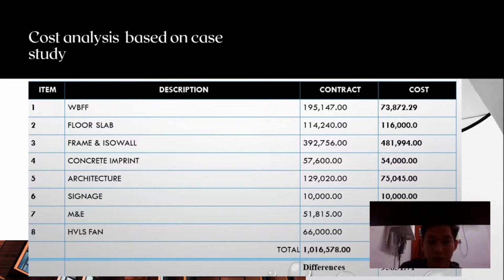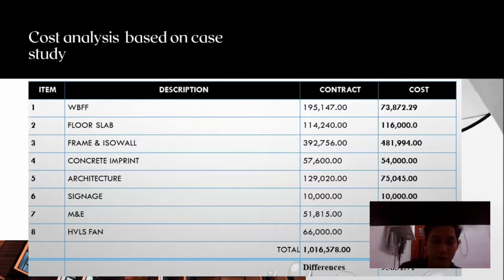Concrete imprint, the real cost is less than contract cost. And number 5, architecture, the real cost is less than the contract cost, which is 129,000, while the real cost is only 75,000. And number 6, for signage, it's the same for contract and cost at 10,000.